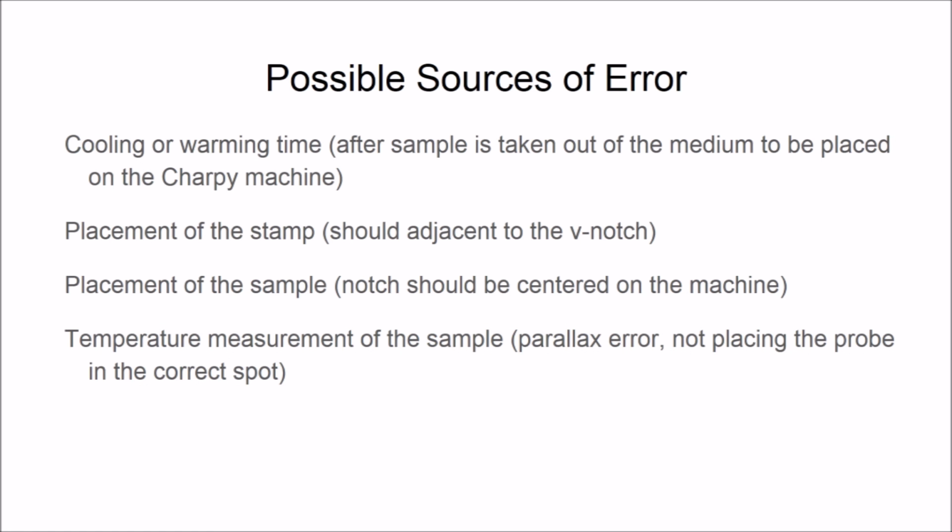Some of the possible sources of error from our data collection are cooling or warming time, which is when the sample is taken out of the medium to be placed on the Charpy machine. Placement of the stamp. The stamp should be adjacent to the V-notch. Placement of the sample. The notch should be centered on the machine. Temperature measurement of the sample. There could be parallax error or not placing the probe in the correct spot.